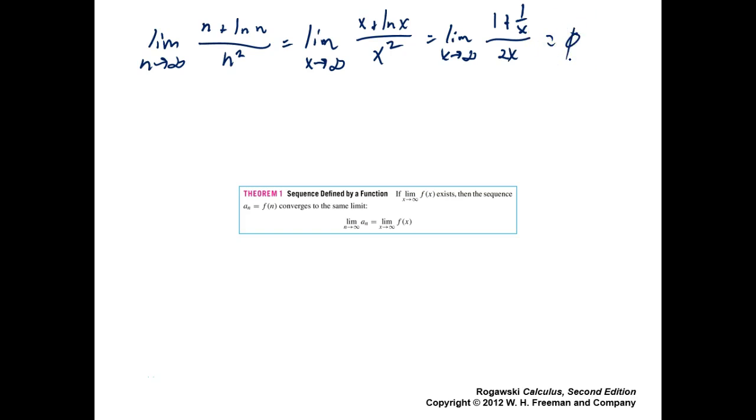And because that limit is 0, the limit of the first function was 0 by L'Hopital's rule, and because of that, the sequence defined by a function would also be 0. Okay. Now, that's the formal way to do it.